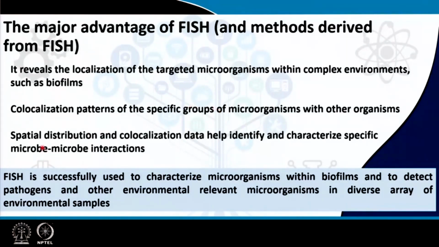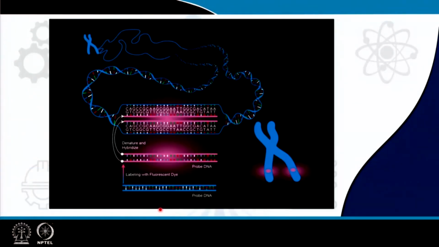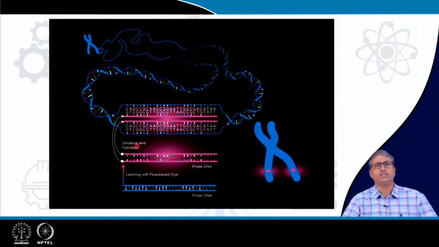The second and third advantages, spatial distribution and co-localization data, further help to identify and characterize specific microbe interactions, that is, how a specific microbe or two or more species are interacting. From an environmental biotechnology context, these interactions are very important. FISH is successfully used to characterize microorganisms within biofilms and to detect pathogens and other environmentally relevant microbes in a diverse array of environmental settings. Conceptually, as I mentioned, it is a very straightforward technique.